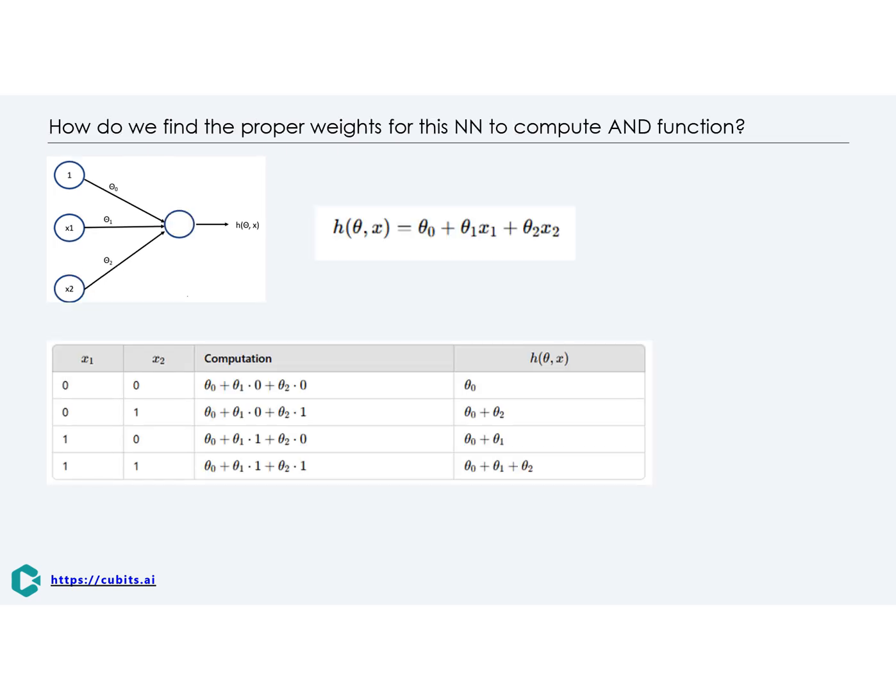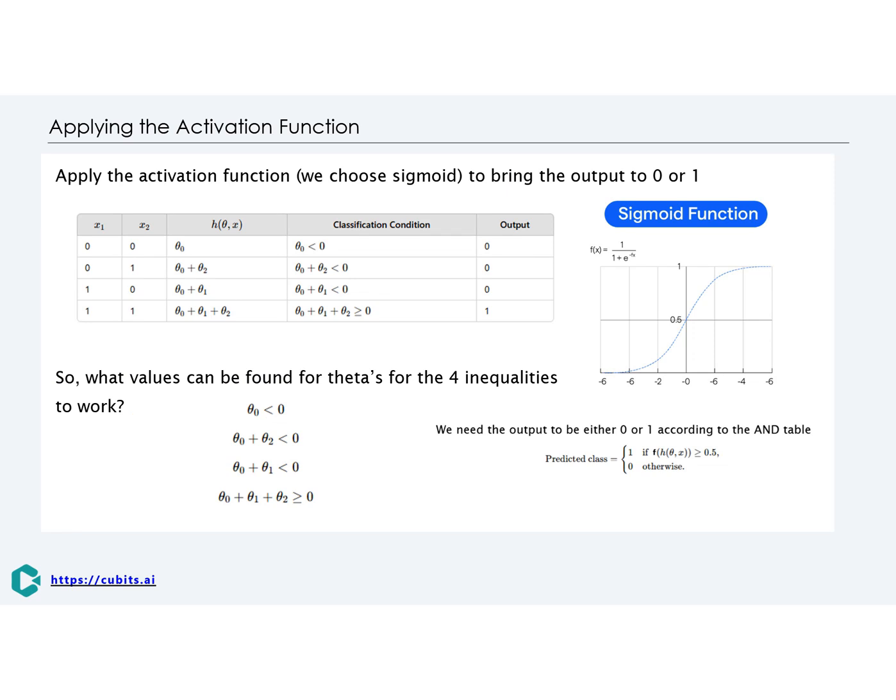Now suppose we apply each of the input pairs of x1 and x2 to the h theta x equation. We get this fourth column as expressions in theta 0, theta 1, and theta 2. When we compute h theta x for x1 and x2 with some weights, we get some integer values that may be large. We need to apply an activation function that can map large numbers to a value between 0 and 1.